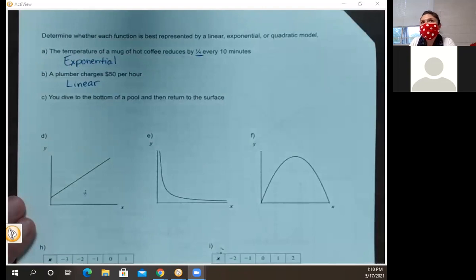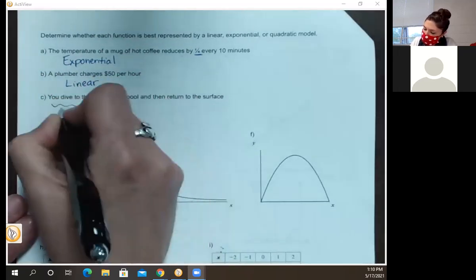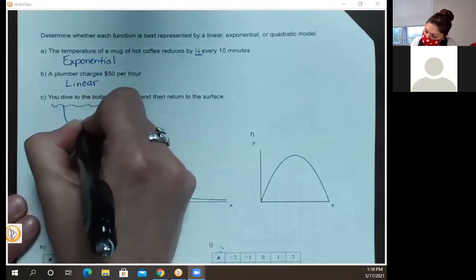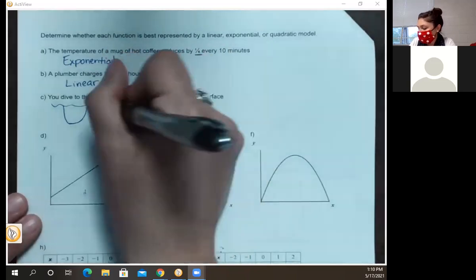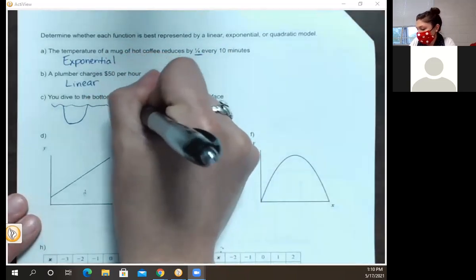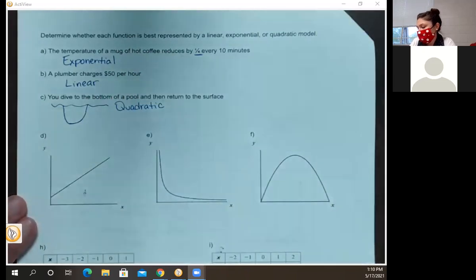And then you had a problem like C in your review for Unit 9. You dive to the bottom of the pool and then return to the surface. So let's say this is our water line. You go down and you come back up. That's a quadratic function. Questions for me so far?